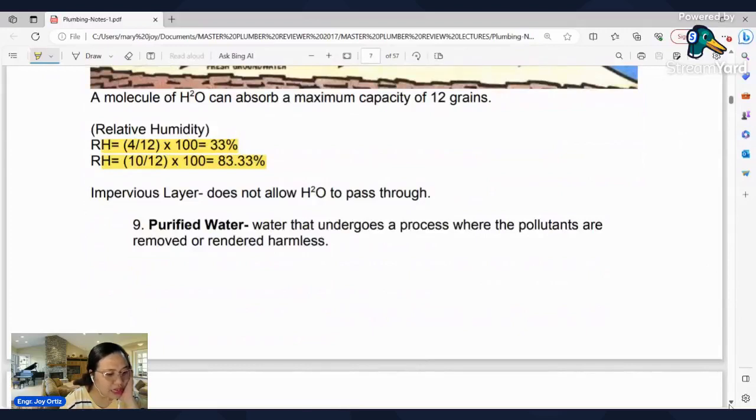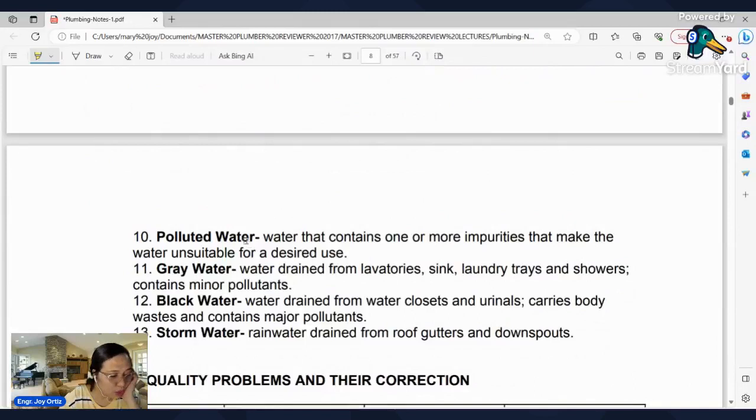The impervious layer does not allow water to pass through. So we remember that the layer where water does not pass through is the impervious layer. Purified water is water that undergoes a process where the pollutants are removed or rendered harmless. Polluted water contains contaminants or impurities. Gray water is water drained from lavatories.